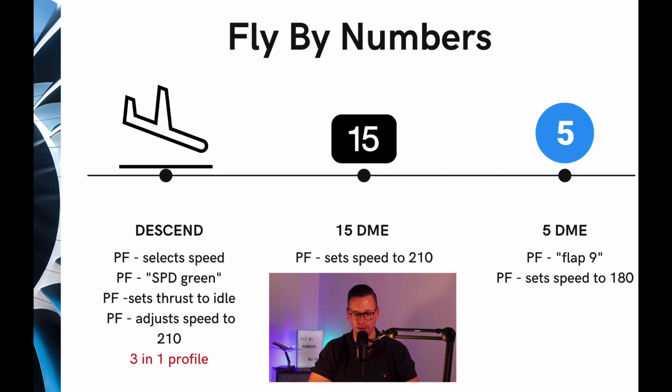At 5 miles from Charlie Tango Victor, we want to slow down even more. We can call for flap 9. So the pilot flying says flap 9, and then after we have flap 9 selected, we can slow down to 180 knots. Again, simply by moving the speed bug to 180.